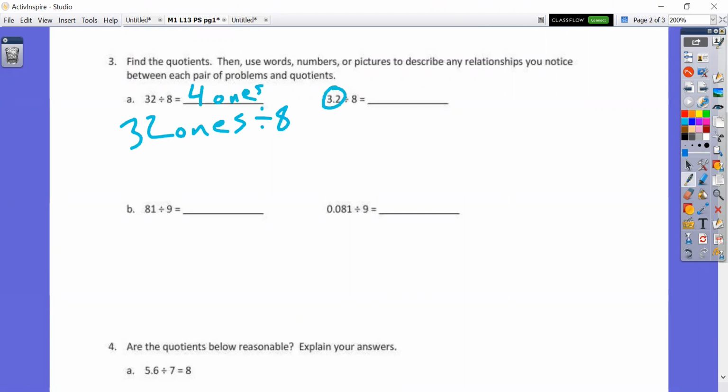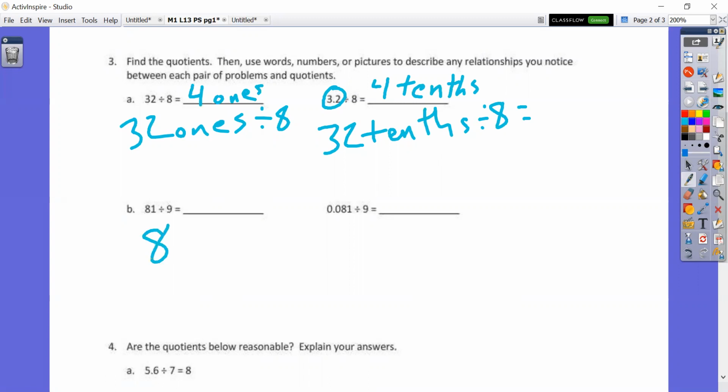Well, if we could decompose this to make it easy, it will be 32 tenths divided by eight, which gives us, well, 4 tenths. Did you notice anything about that? Well, when we convert to unit form, it's both 32 divided by eight, but the unit is changing everything, right? So it changes where the decimal is. It changes how we think about the number.